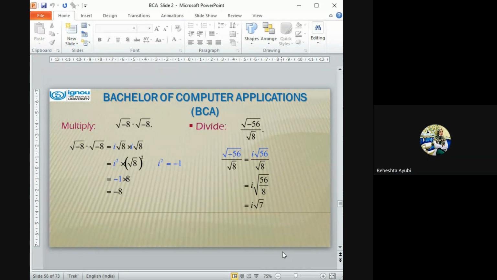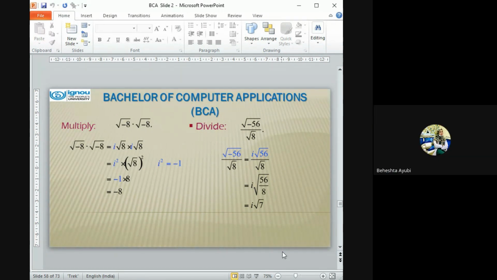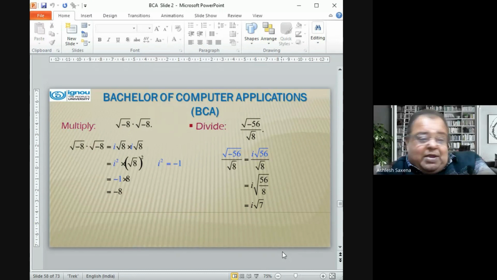Anyone else? Sorry, sir, I have a question. Can I ask? Yes, ma'am. Definitely. Okay, sir, if the roots are of the same degree, we can multiply the numbers under the root. We can multiply minus 8 by minus 8, and it will become plus 64. And the root of 64 is 8, not minus 8.